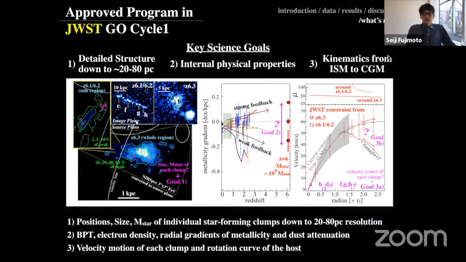And third, we will study the detailed kinematics by using bright optical lines from the ISM to the circumgalactic medium scale, including the motion of individual clumps infalling and outflowing, and also testing if there is a drop in the rotation curve at the outer area, which constrains the dark matter concentration in a typical galaxy at redshift 6. In this way, also with the ALMA data, we will fully characterize the representative galaxy at redshift 6. So please stay tuned.